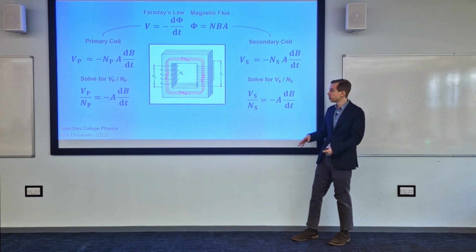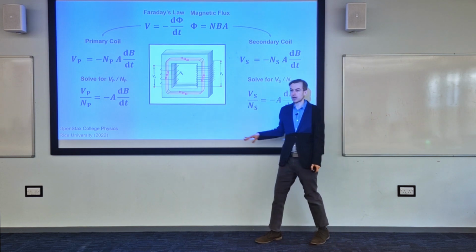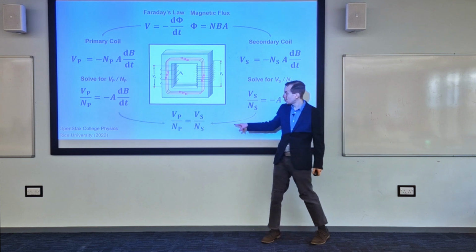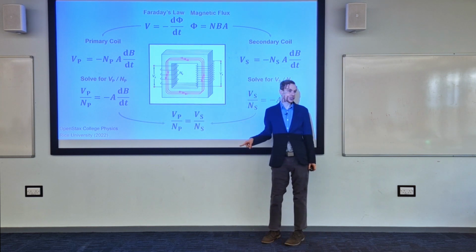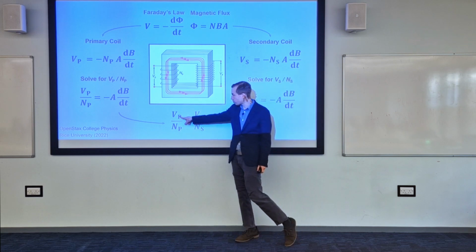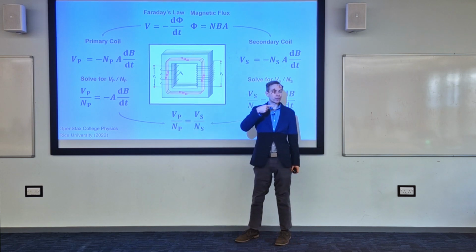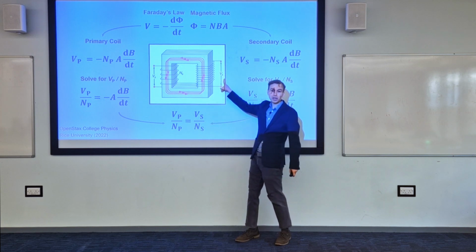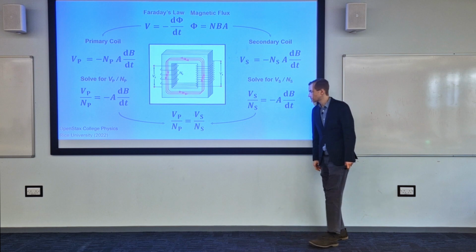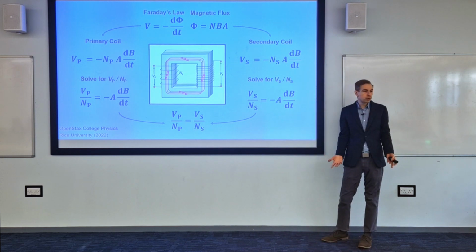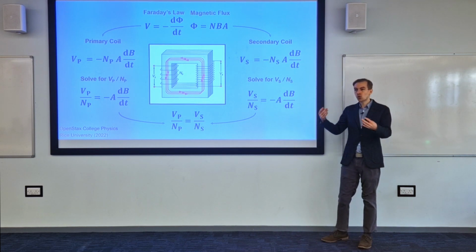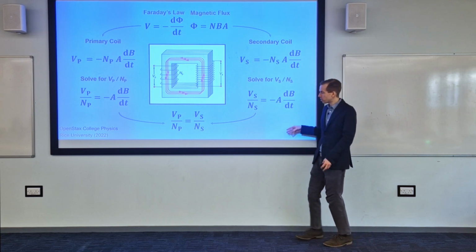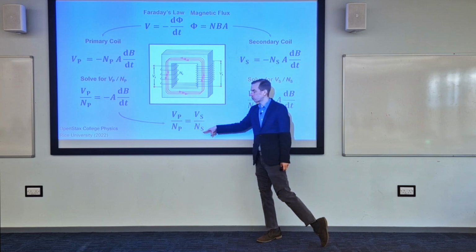So what this allows us to do is bring both of these equations together, because we know that they both equal the same thing. We get this really neat relationship here. So we know that the ratio of the primary voltage to the number of loops of wire on the primary side is equal to the same thing on the secondary side. So after all that math that we've been doing all day today and all week, with Faraday's law and magnetic flux, what it all boils down to is this really nice relationship over here.